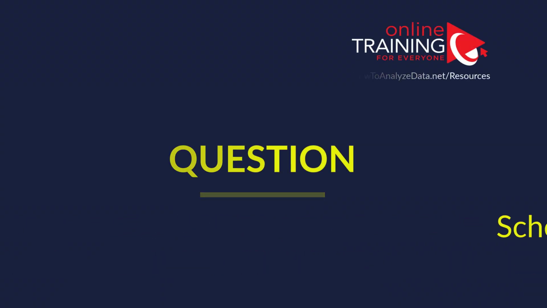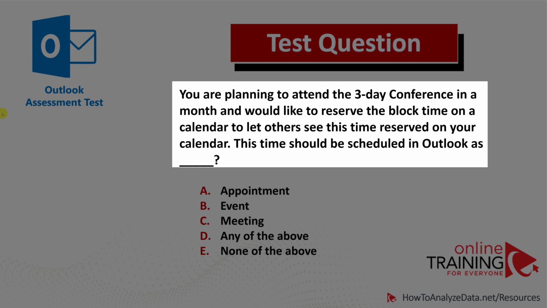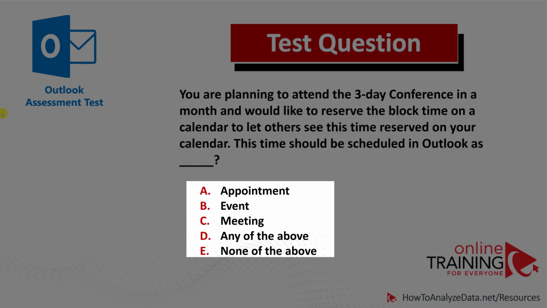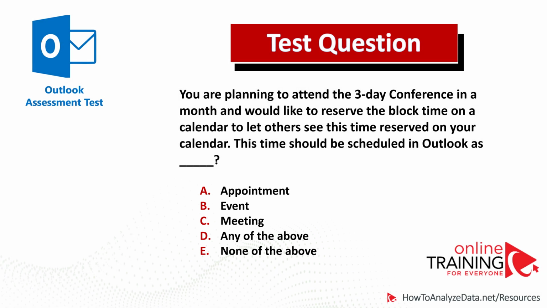Let's look at an interesting, but at the same time tricky question you frequently see on the test. You're planning to attend a 3-day conference in a month and would like to reserve the time block on your calendar to let others see this time reserved on your calendar. This time should be scheduled in Outlook as, and you have 5 different choices: appointment, event, meeting, any of the above, or none of the above. Do you think you know the answer? Let's see how we can get to the correct solution together.